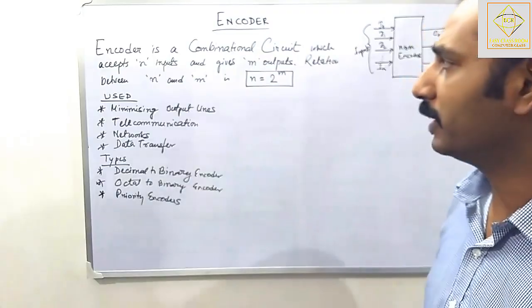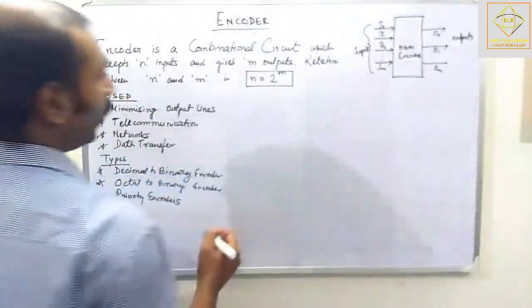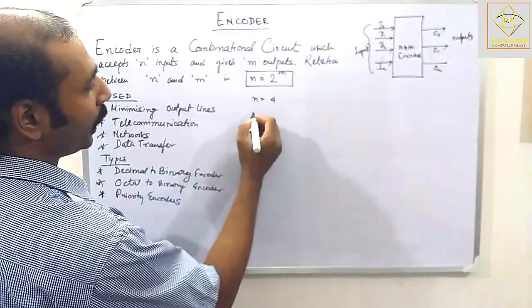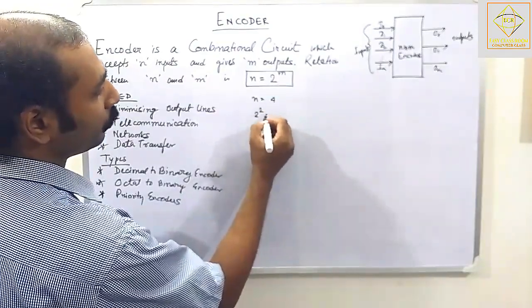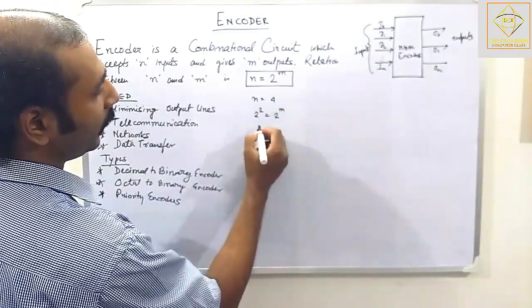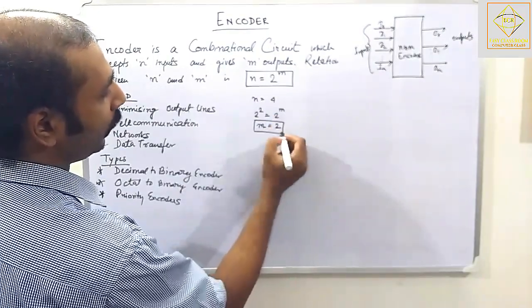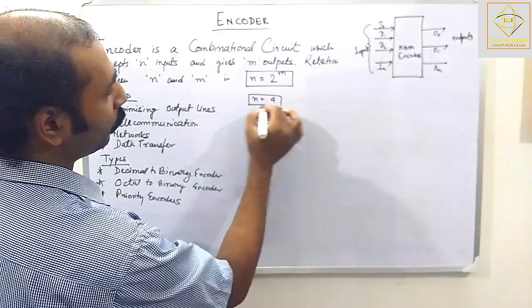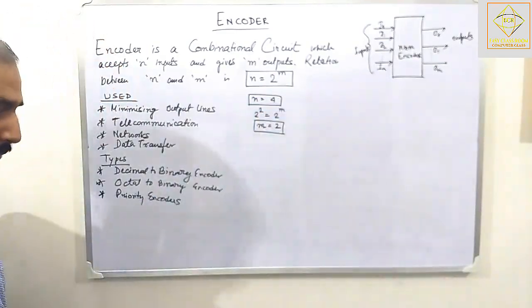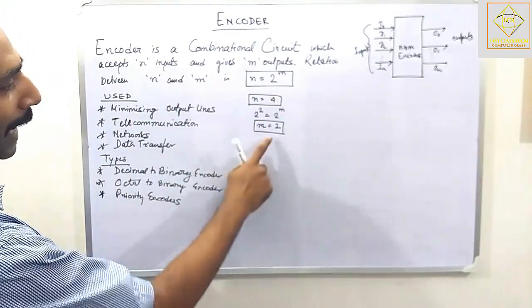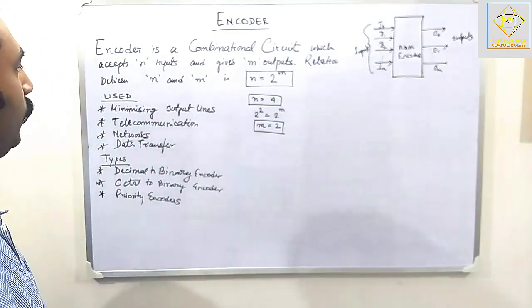If we consider n to be 4, so 4 can be written as 2 to the power 2, so m is 2. So the output lines will be 2 and input lines will be 4. So that justifies our usage.